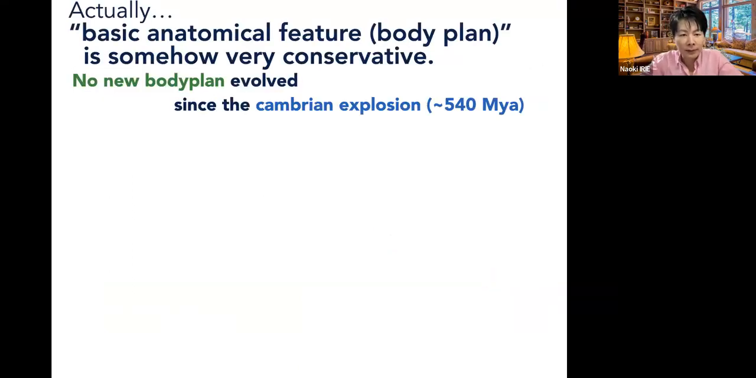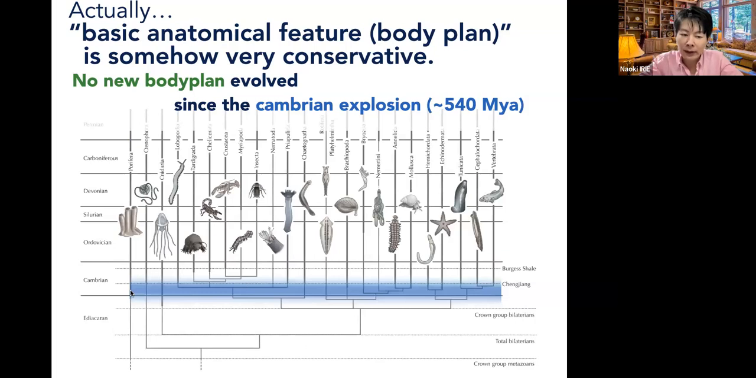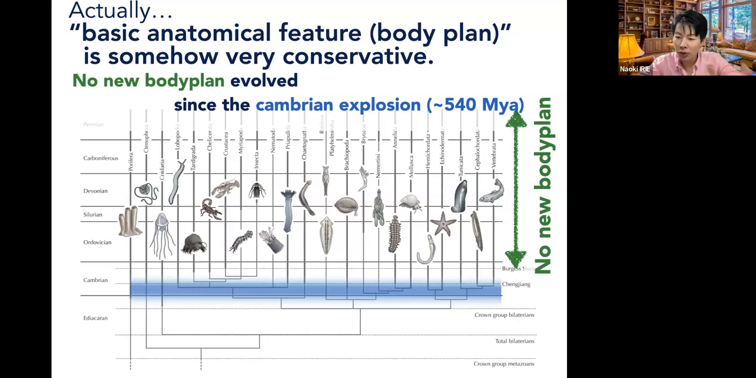And supporting evidence is that the body plan is very conservative. For example, since the Cambrian explosion, like 500 or 600 million years ago, every phylum lineage retains its basic anatomical features. So no new body plan has emerged or even branched from the existing lineages. I was wondering why the body plan should be conserved in such a strict way.